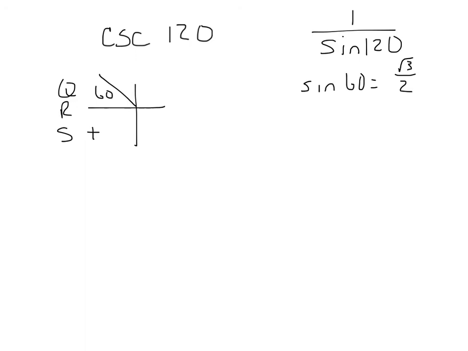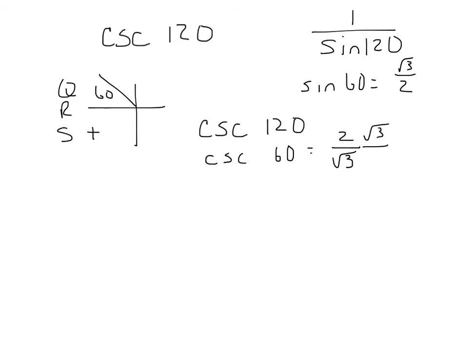So if I know that the sine of 60, or the sine of 120, is radical 3 over 2, then I can tell you that the cosecant of 120 will be the same as the cosecant of 60, same reference angle. And so I'm going to reciprocate the radical 3 over 2 and make it 2 over radical 3. Now, we know that we can't leave this radical in the denominator, so I'm going to rationalize this by multiplying by radical 3 over radical 3, and my answer will be 2 radical 3 over 3, and that will be the ratio for the cosecant of 120.